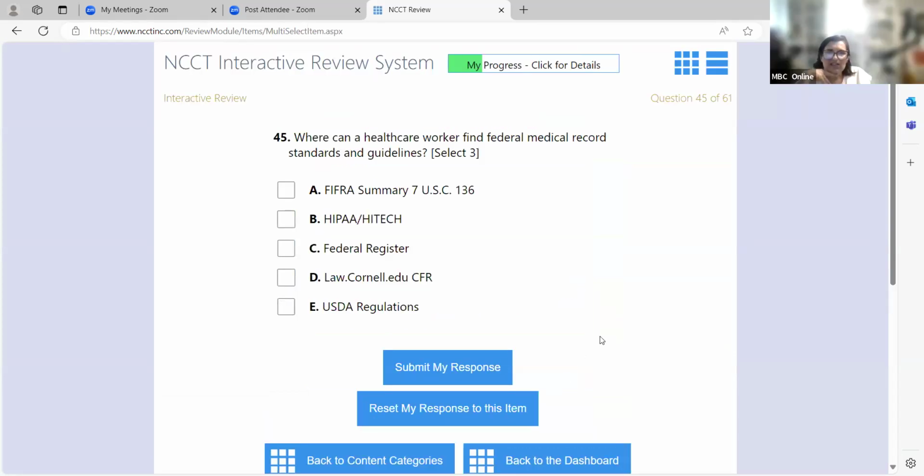Now we're going to select 3. Where can a healthcare worker find medical record standards and guidelines? In the FIFRA Summary 7 USC 136, HIPAA or HITECH, the Federal Register, law.cornell.edu CFR, and USDA regulations. This one's kind of tough, kind of tricky, but just think about it. Finding medical record standards and guidelines. Which 3 do you think is where you would find that?